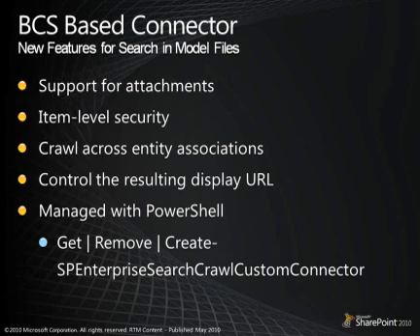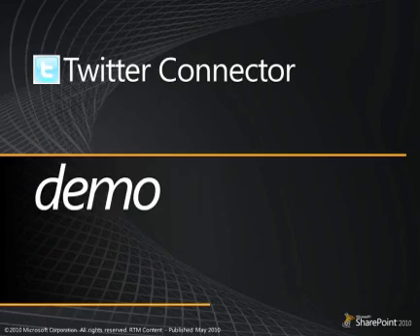As I will show you in the demo, you can control the URL which is returned to search, which will be used for accessing the crawled entities. Also in the demo, I will show you how to use PowerShell script from .NET code to create and remove a custom connector from within a feature receiver. So let's jump right into the demo.